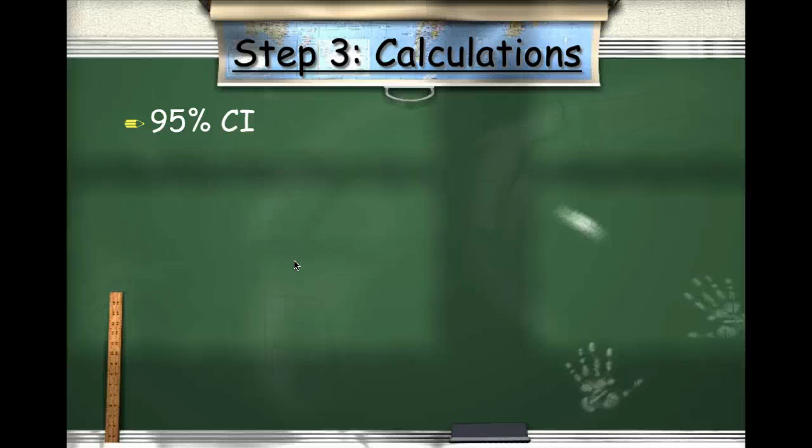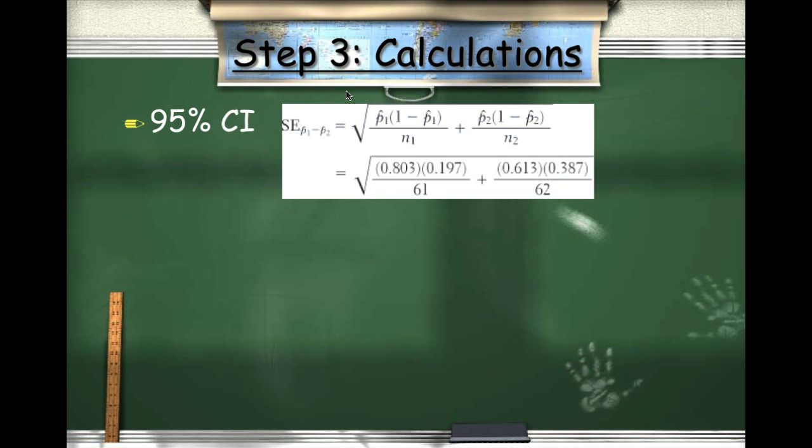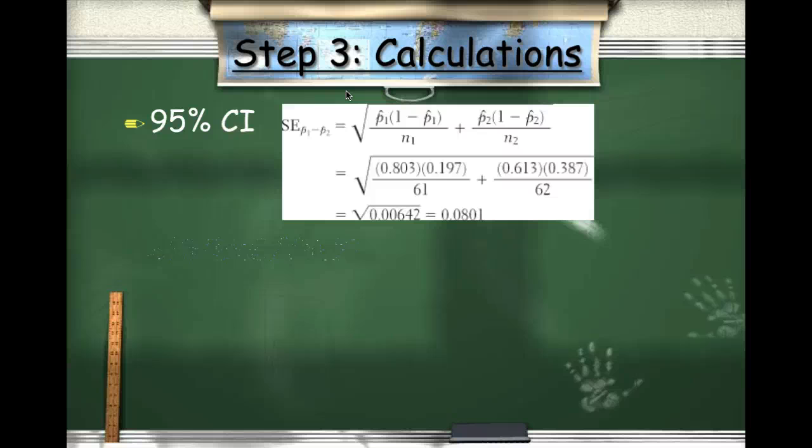Now to actually calculate my confidence interval. To find my standard error, once again, this formula is on your formula sheet. I need to find the standard error of the differences distribution. So I'm going to plug in each of my sample proportions separately along with my sample sizes, and I'm going to get a standard error of 0.0801. Now I can use this in my confidence interval formula.